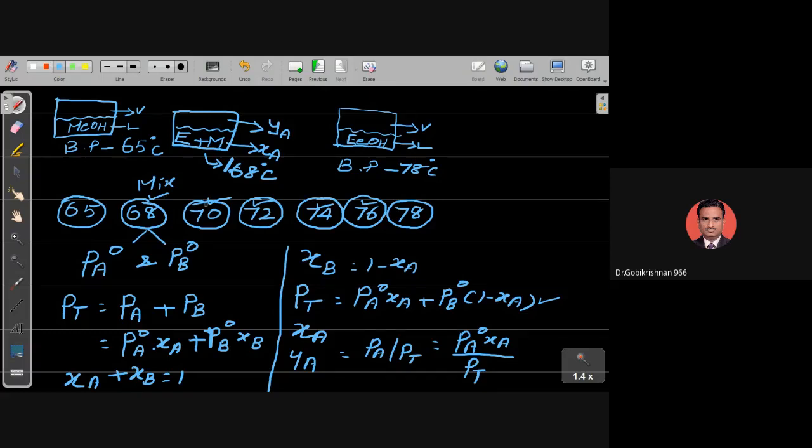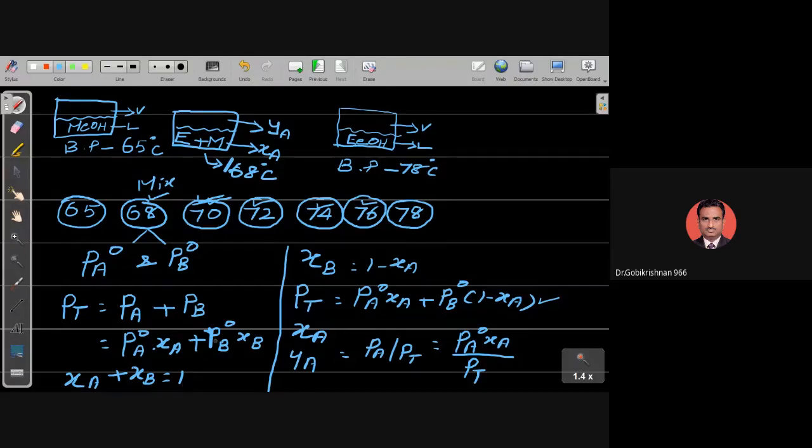Similarly, for the second temperature, the same procedure you have to follow. The second temperature also you have to do the same procedure.